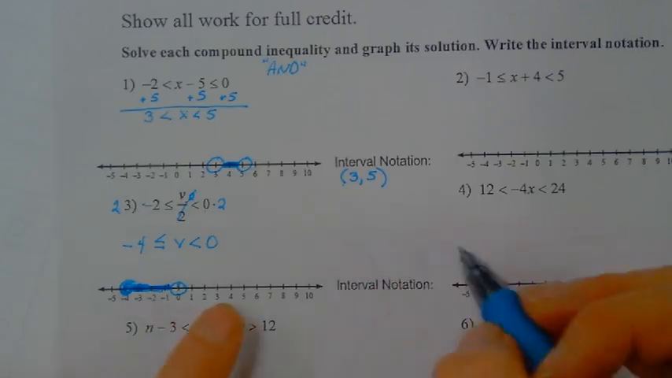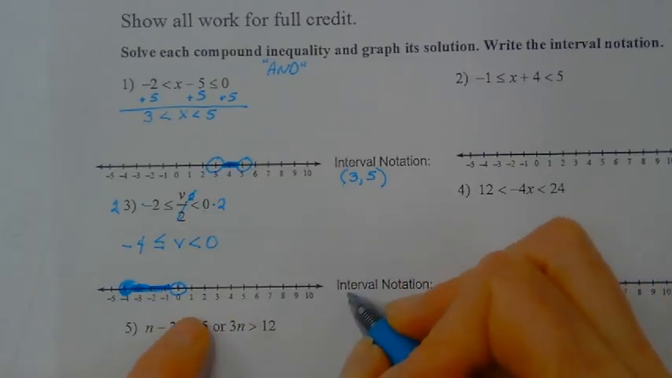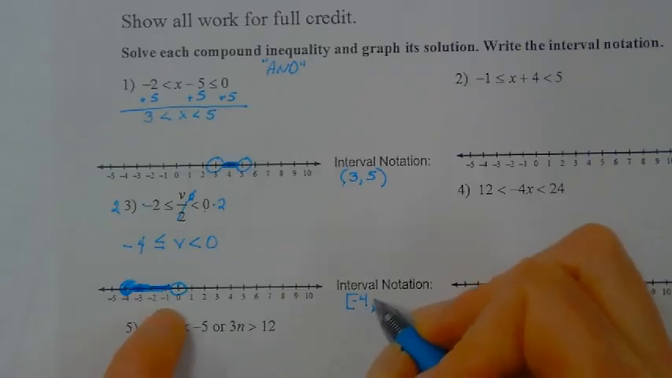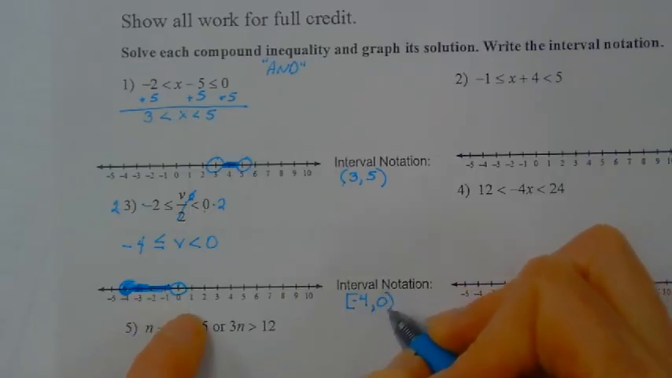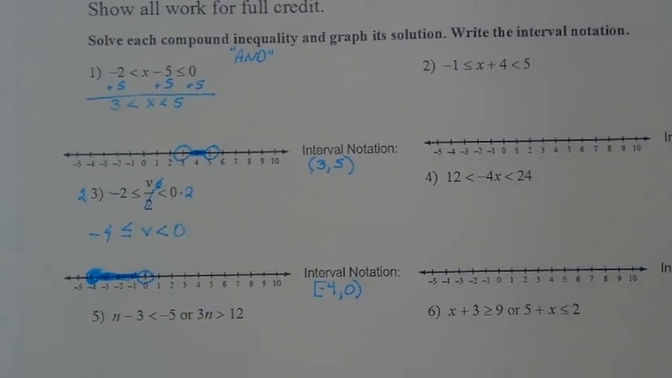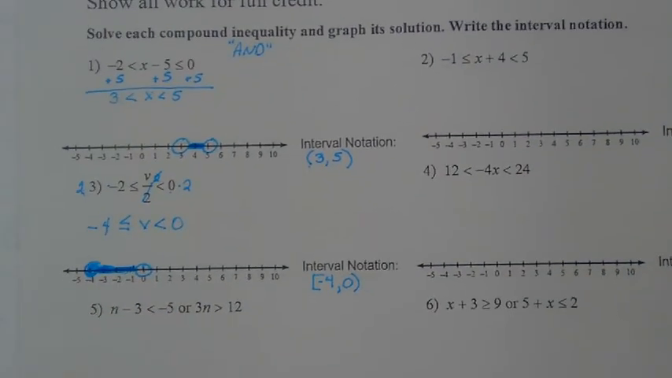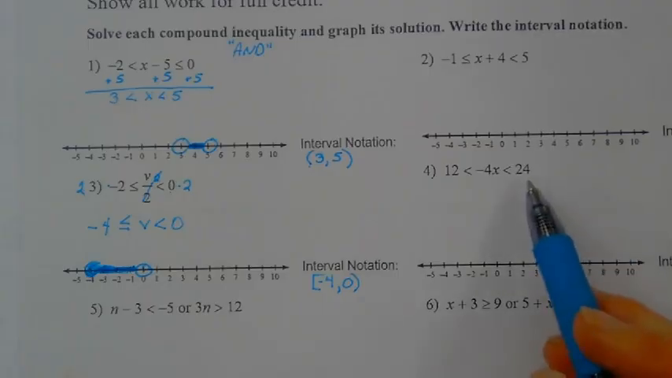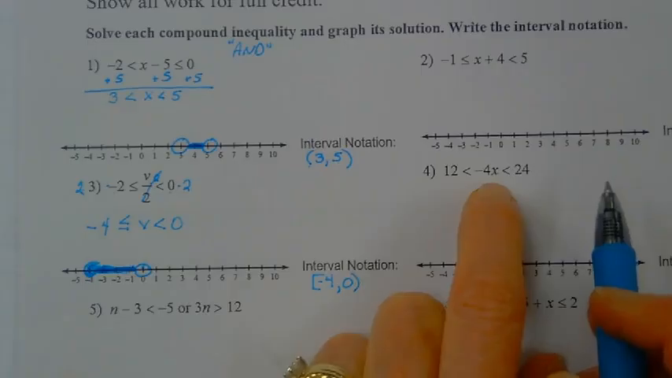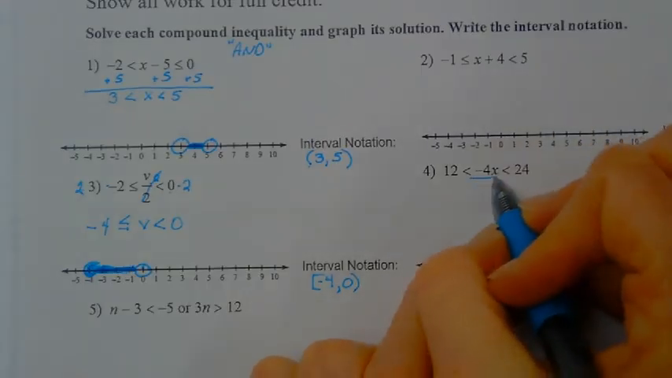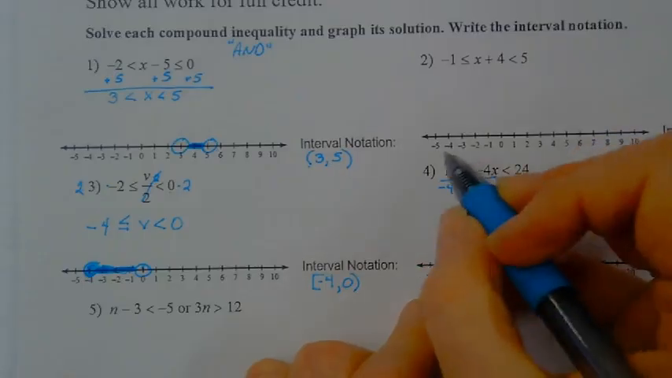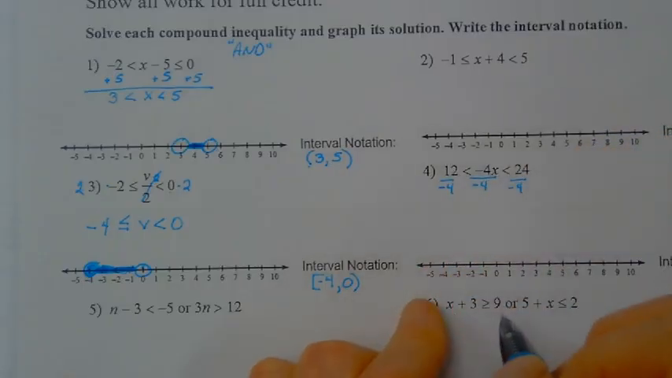Okay, so our interval notation will look like this. We want to go from negative 4, including negative 4, comma, all the way up to 0, not including 0. And that's what your notation looks like. Okay, number 4, we're going to get x by itself, so we're going to divide everything by negative 4. Every part of the compound inequality.